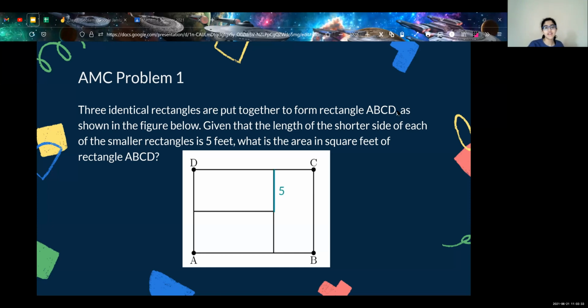Basically we know that this is 5, right? And we also know that the side below it is also 5. So that means that this whole magenta part is 10. So the long side of the rectangle is 10. And then we know that the short side of one of the smaller 3 rectangles is 5, so this orange side is 15. So we do 15 multiplied by 10, and we get 150 as our answer. 10 times 15 is 150, and that is the area of rectangle ABCD.